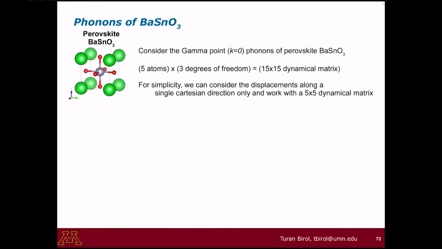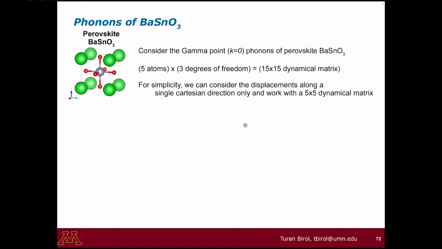So let's talk about barium stannate again. I like this material because it's cubic. It has this relatively simple crystal structure with 5 atoms per unit cell. And if you are going to do these tests in DFT, this is a wide bandgap insulator, so the calculations are cheaper, easier to converge, and so on.